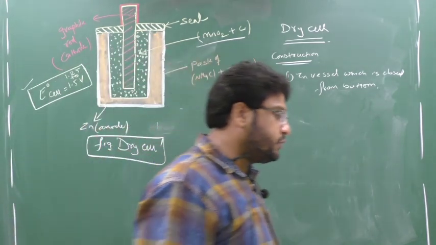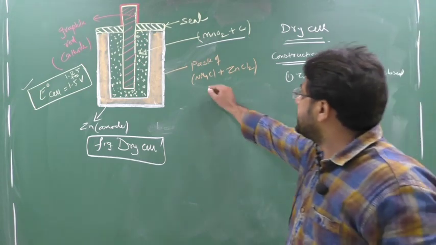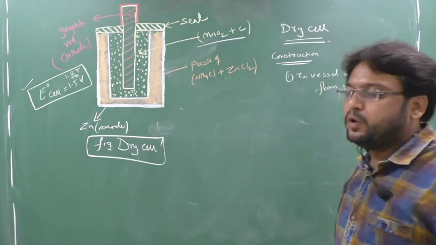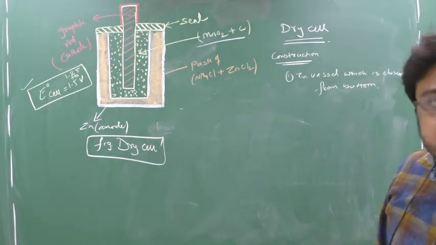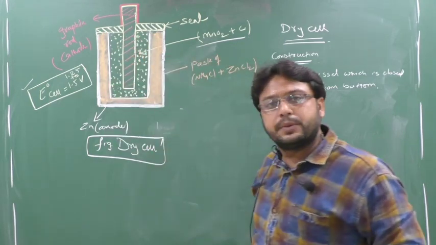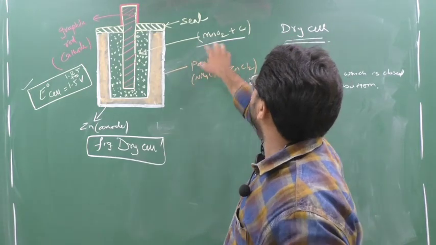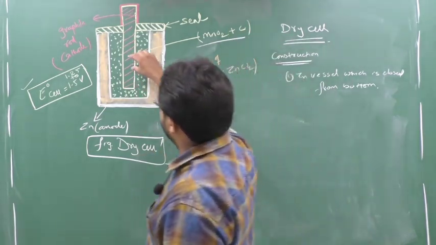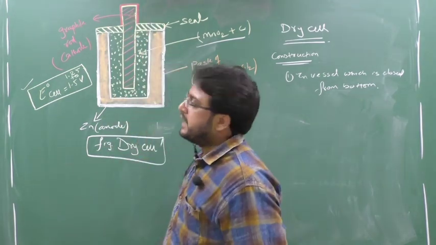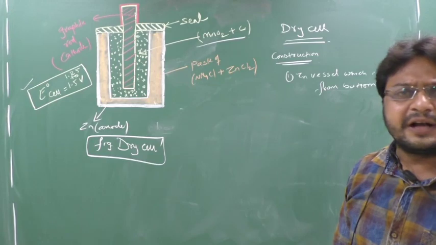In construction, what you have to do? You have to take a zinc vessel which is closed from the bottom, in which a paste of NH4Cl and ZnCl2 should be filled, and a graphite rod should be inserted in such a way that it should not touch the bottom. This graphite rod is surrounded by the powder of MnO2 and carbon, part of it should remain outside, and this should be closed with a seal of wax or plastic.